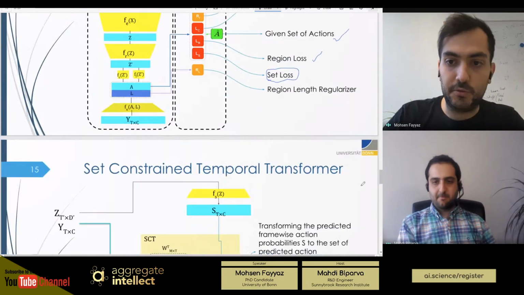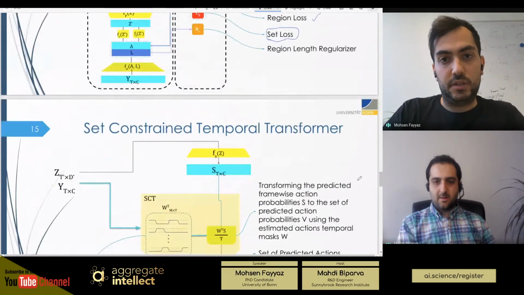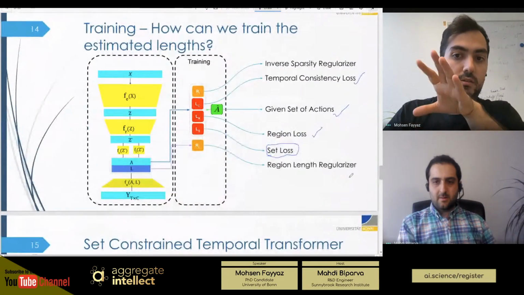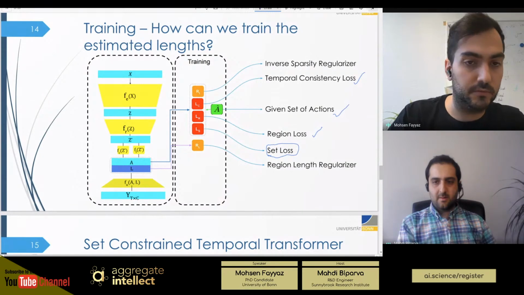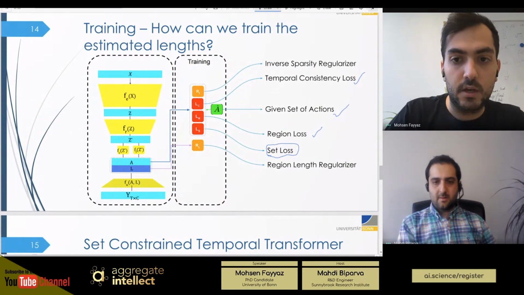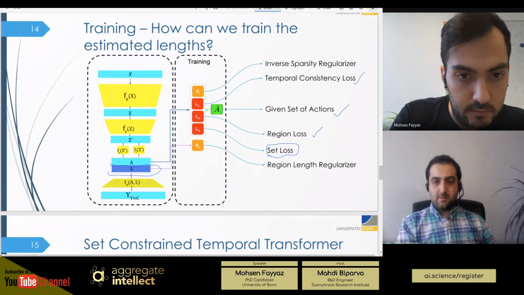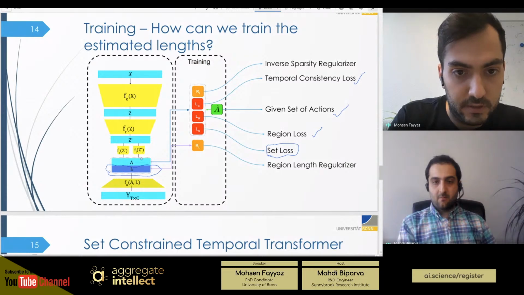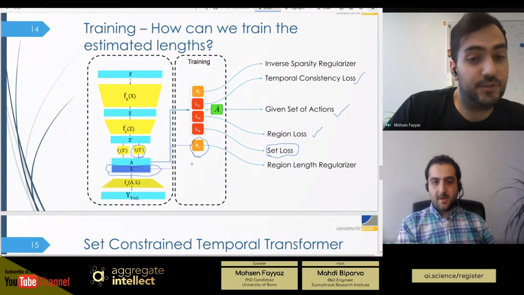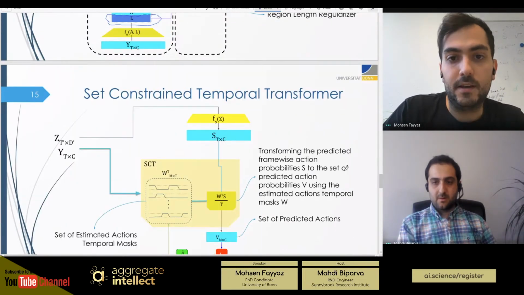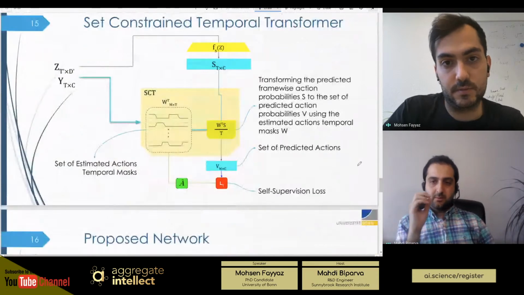So let's go to the most important part. The point here is that using all of these losses and regularizers, which are common, and people use some of them in other works, we cannot train. We do not have any supervision for L, and definitely we cannot train FL. We only have this regularizer, but it's a regularizer, not a loss. So how can we train this part using our set of actions?